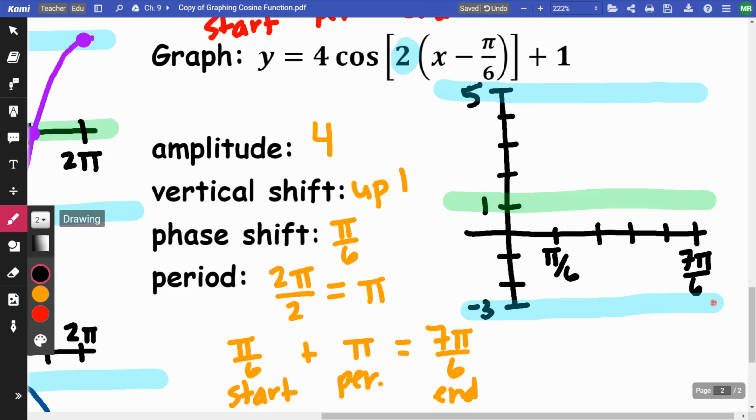This is a positive cosine. So I am going to be starting at the high. So here at pi 6, I'm starting at the high, ending at the high. Halfway in between is my low. And then I've got my 0 and my 0. And we graph it. And there's our graph. So hopefully this helps you out for those who are absent today.